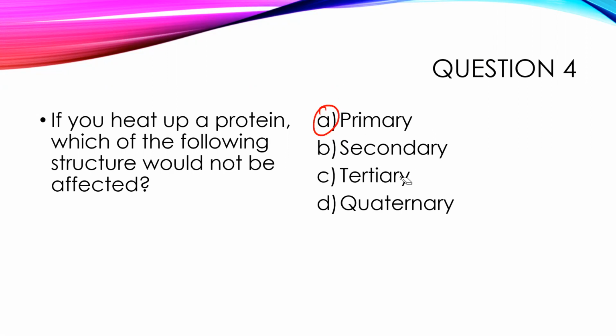The secondary, tertiary, and quaternary structures are held together by what we call hydrogen bonds, right? So those are not as strong as covalent bonds, and when you heat them up, they are going to break down, and that's what's going to result in denaturation of the protein. Okay.